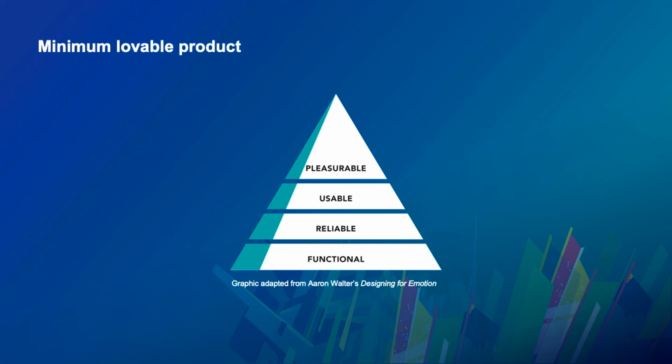Similarly, a minimum lovable product, instead of focusing just on functionality, attempts to slice through the entire pyramid. It won't be as feature complete as a minimum viable product. In fact, it may only provide a couple of core features, but it will deliver these experiences in a way that's really delightful for the end user.